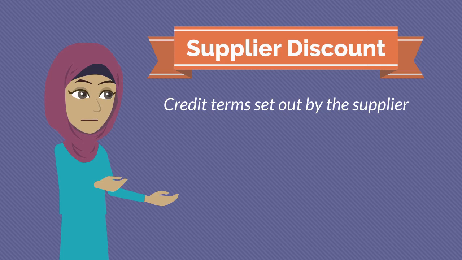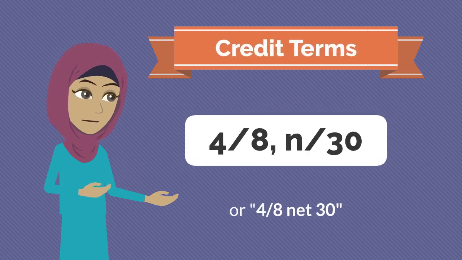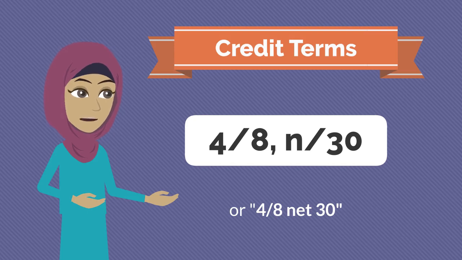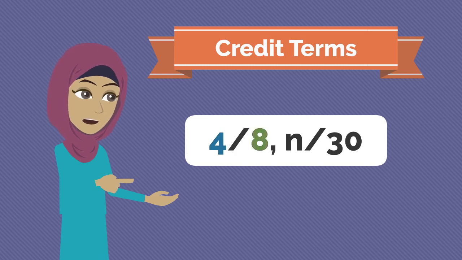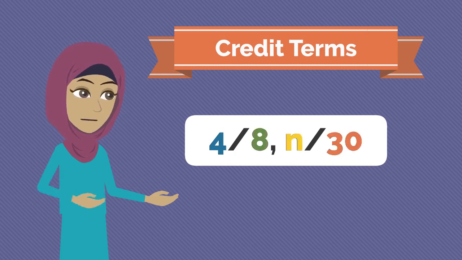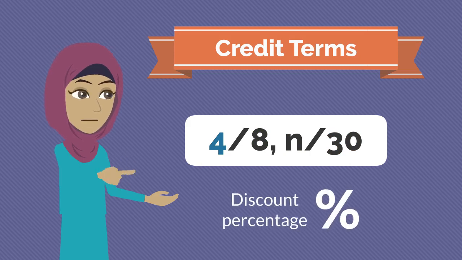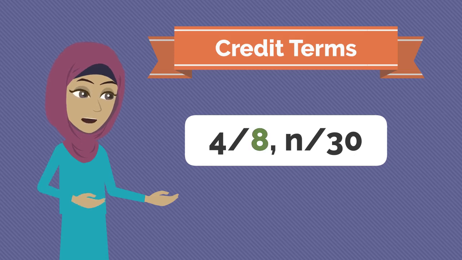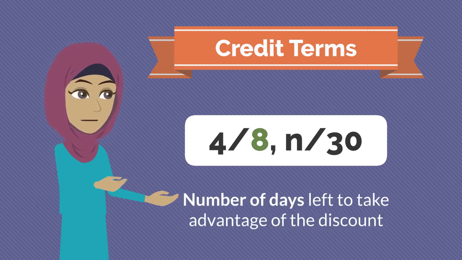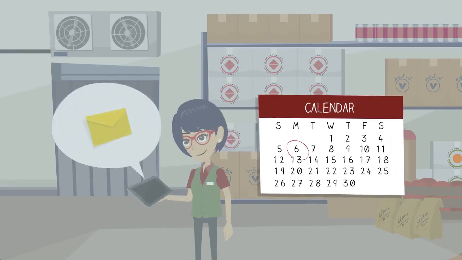Although there are multiple ways to write them down, credit terms are read aloud like 4/8 net 30. The numerator in the first fraction refers to the discount percentage offered by the seller. The denominator refers to the number of days left to take advantage of the discount. This number is calculated from the invoice date.